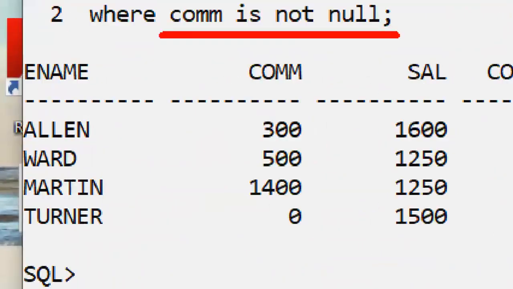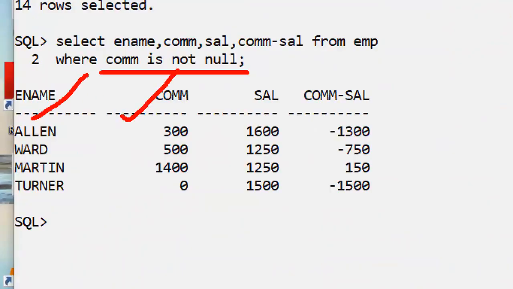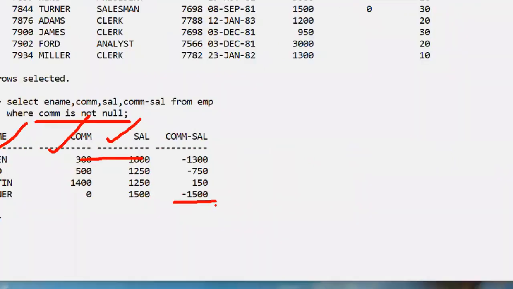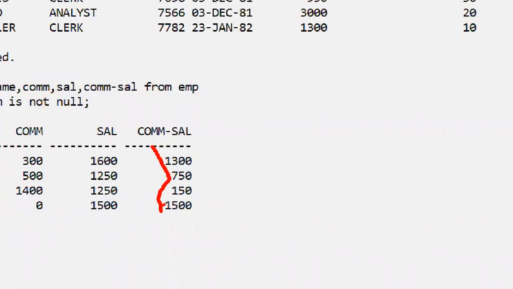Now I'm displaying a report: ename, commission, salary, and commission minus salary. That means 300 minus 1600 is minus 1300, 500 minus 1250 is minus 750, 0 minus 1500 is minus 1500. It will display like this. But unfortunately, in a project report, for example, I don't want to display this negative sign. Then immediately go for which one?